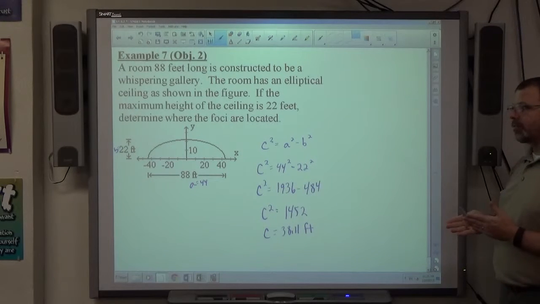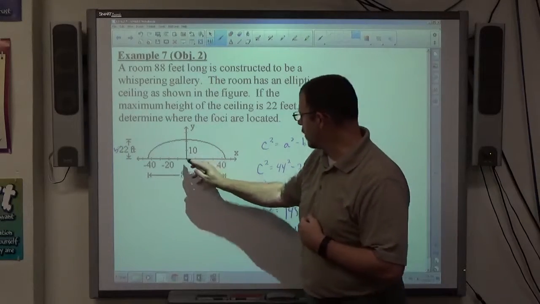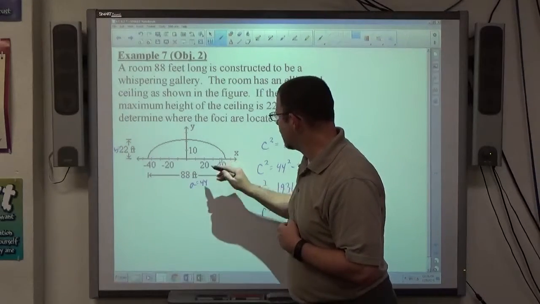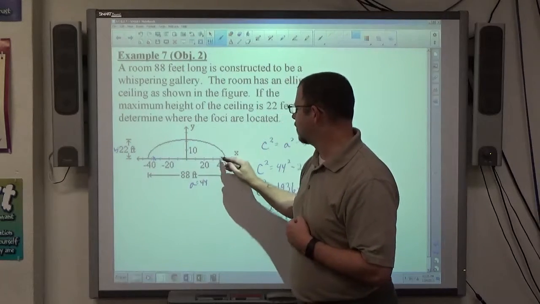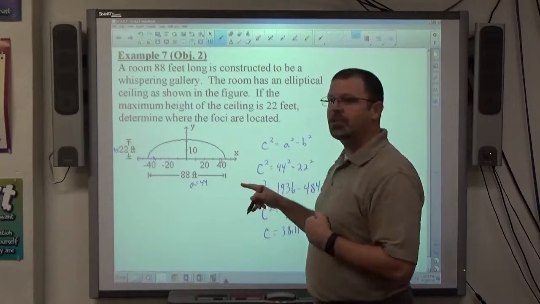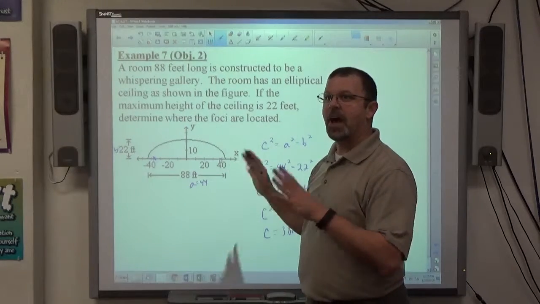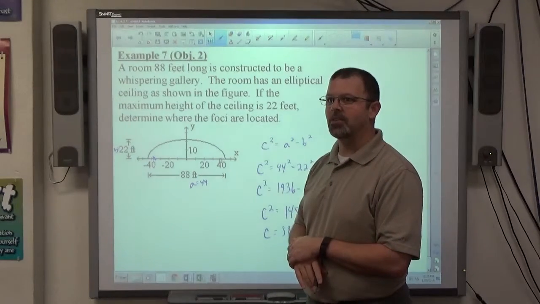What 38.11 feet represents is how far from the center of the room that the focal point should be. So the center of the room is here, and right here and right here would be the focal points. So if we're standing at this position, and somebody else is standing in that position, almost 80 feet away from us, with 1,000 people in the room, we can just have a conversation.